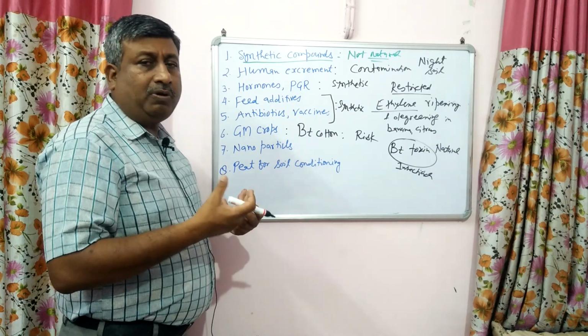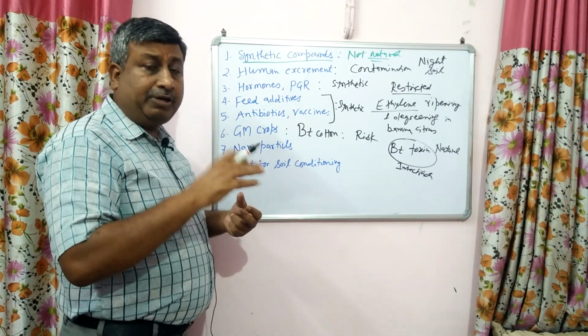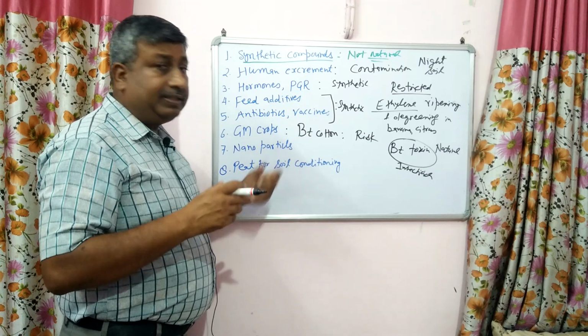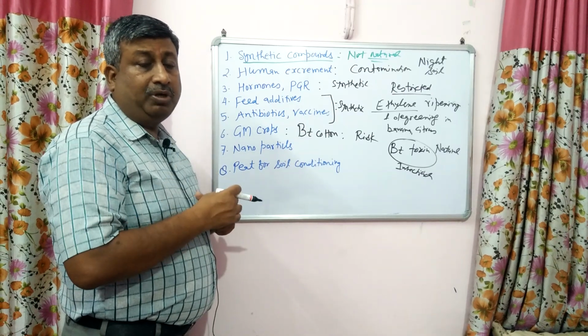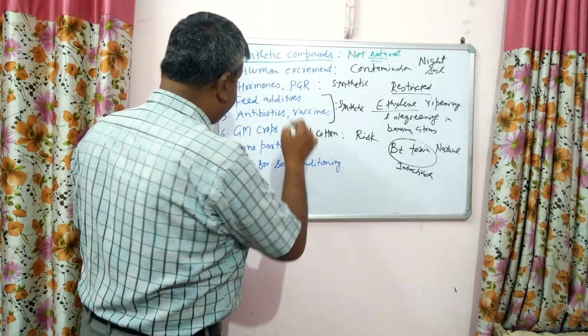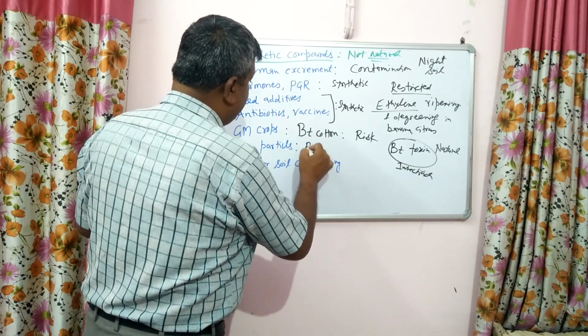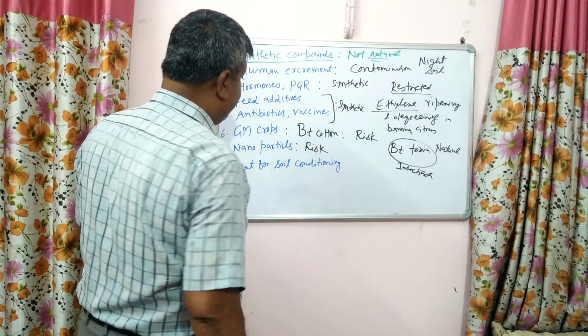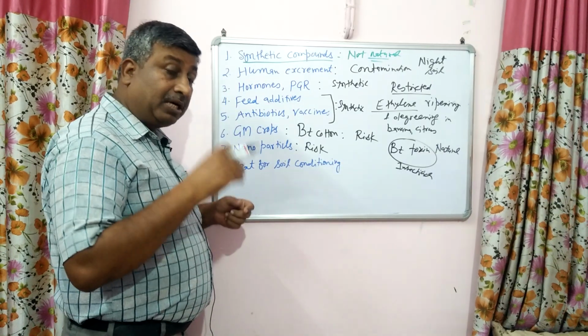But in case of Bt cotton, there is a genetic DNA recombination. So that's why there is a risk that there may be another species evolved which may cause the risk for the generation. Then nanoparticles, similarly, nanoparticles pose the risk, maybe risk, and there may be organic nanoparticles. These are also not used.